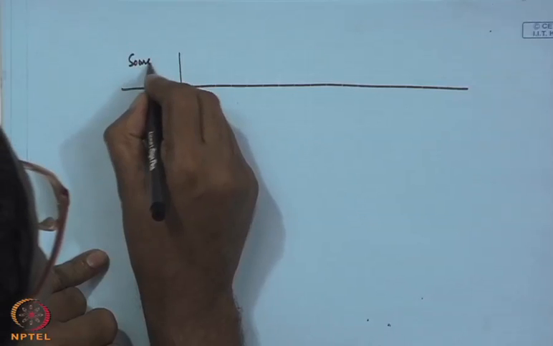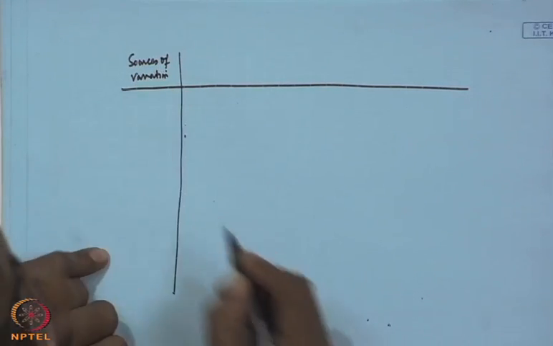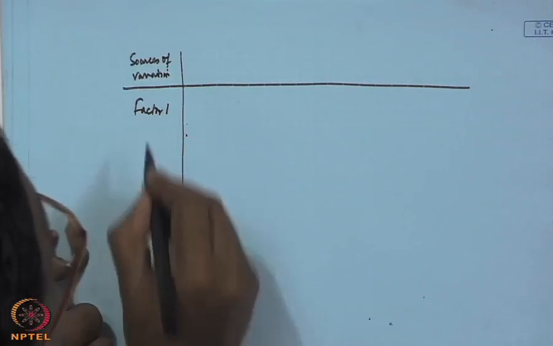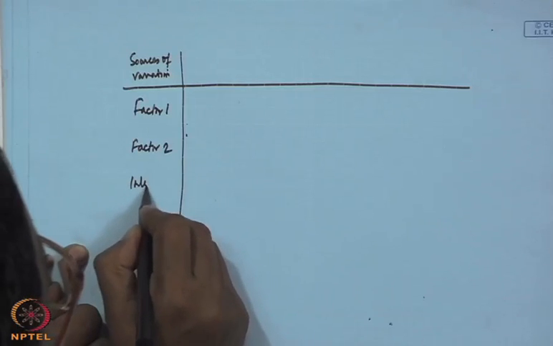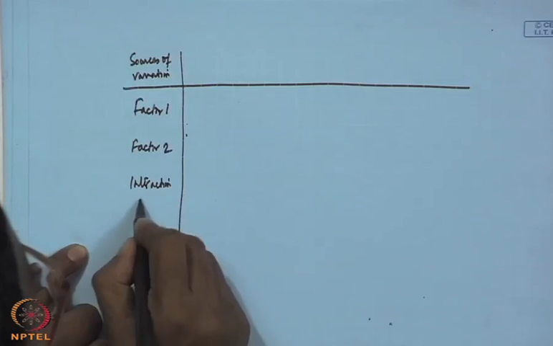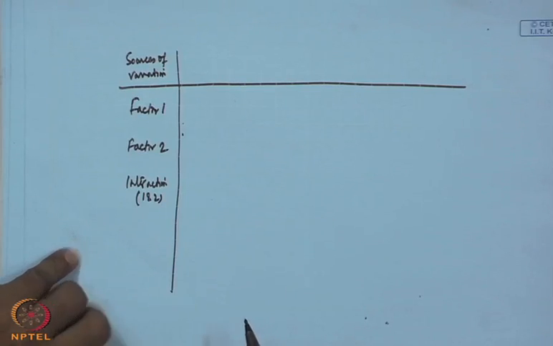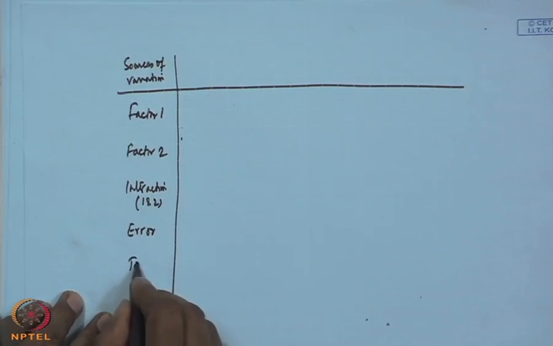Sources of variation. One is factor 1, factor 2 is also a source, interaction between factor 1 and factor 2, and error, then total.